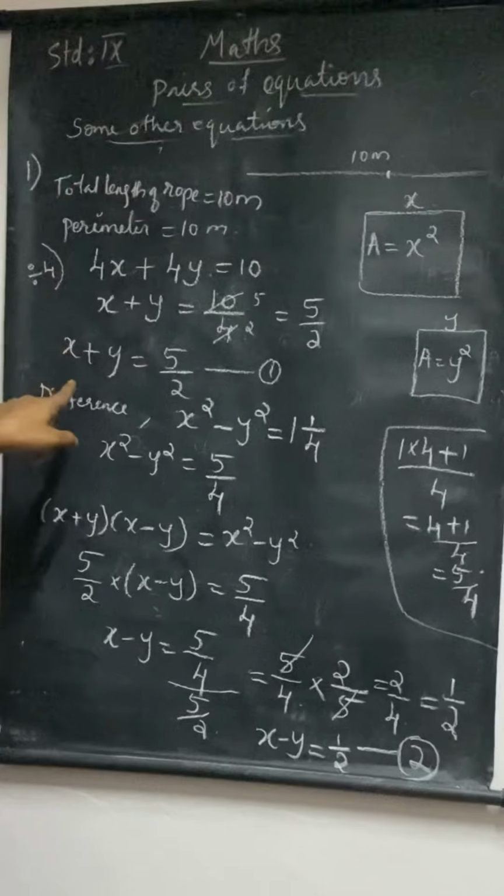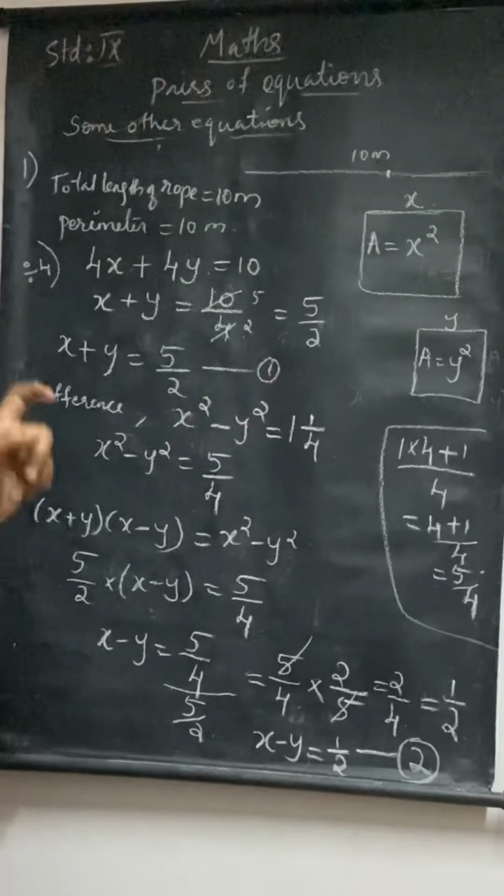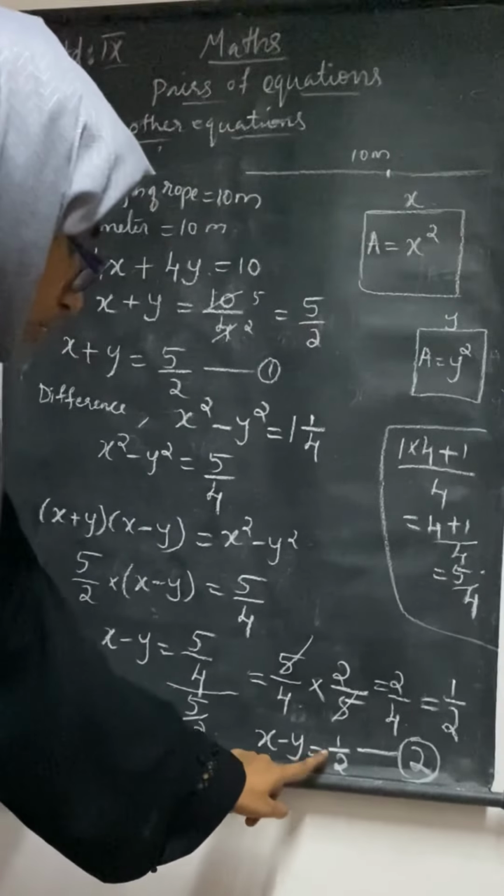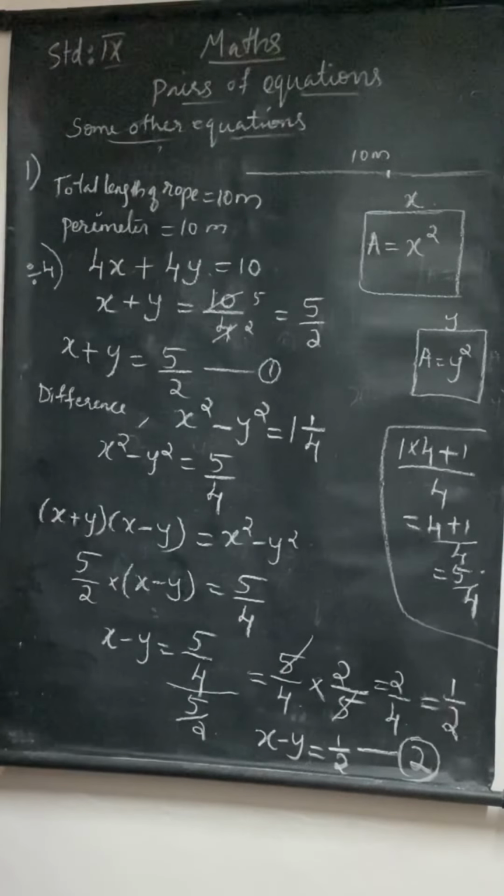First equation which one? x plus y is equal to 5 by 2, equation 1. Second equation, x minus y is equal to 1 by 2, that is the second equation. Now we have to simplify as we did before.